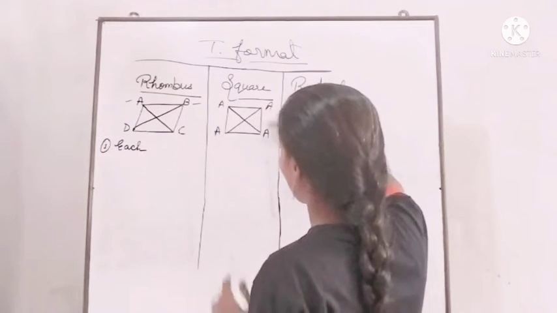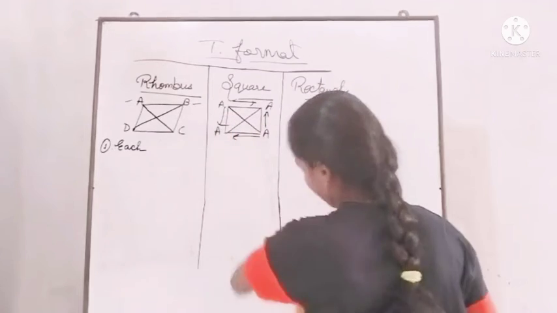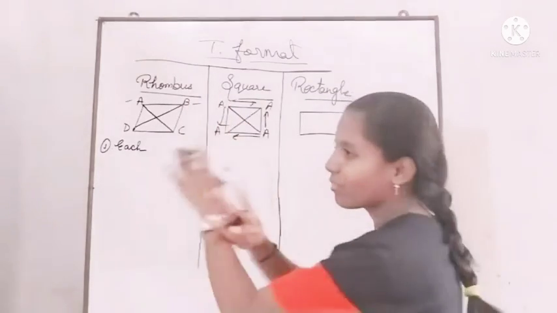Because you cannot draw the diagonal like this, or like this. We can only draw the diagonal in a straight line, crossing the figure.